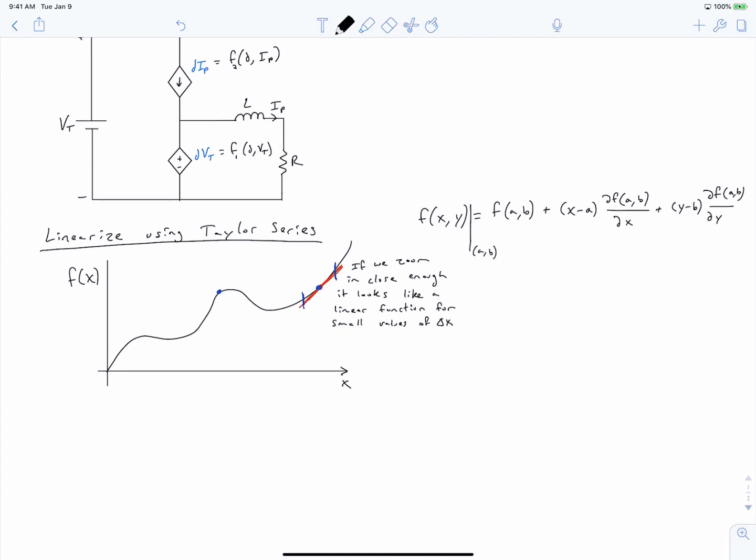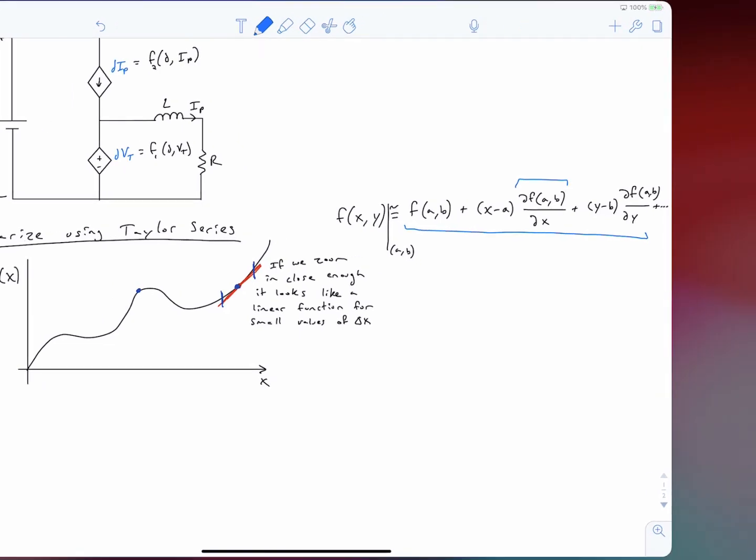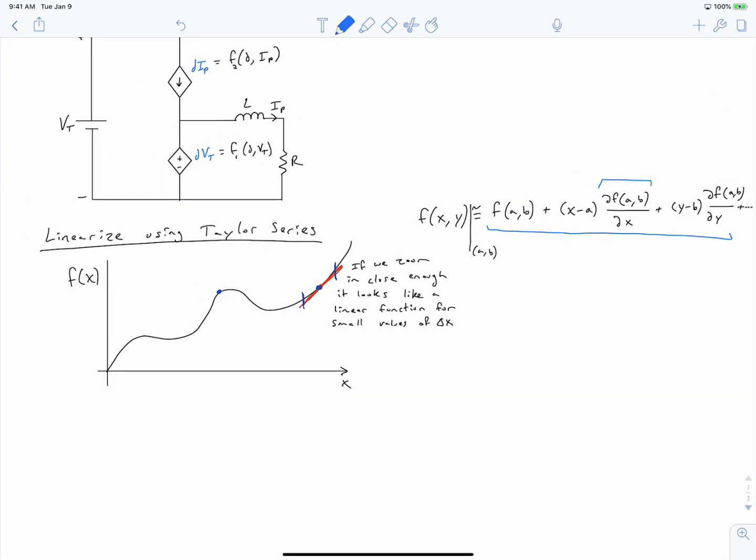And these are just the first set of terms in the Taylor series. It goes on to use higher order derivatives. But if we stop the series at this first set of terms, if we say this is approximately equal to this first set of terms here, we have a linear relationship. This quantity right here is our partial derivative of our function with respect to our first variable, evaluated at the point a, b. So we can say that this is the partial of f with respect to x evaluated at our operating point.